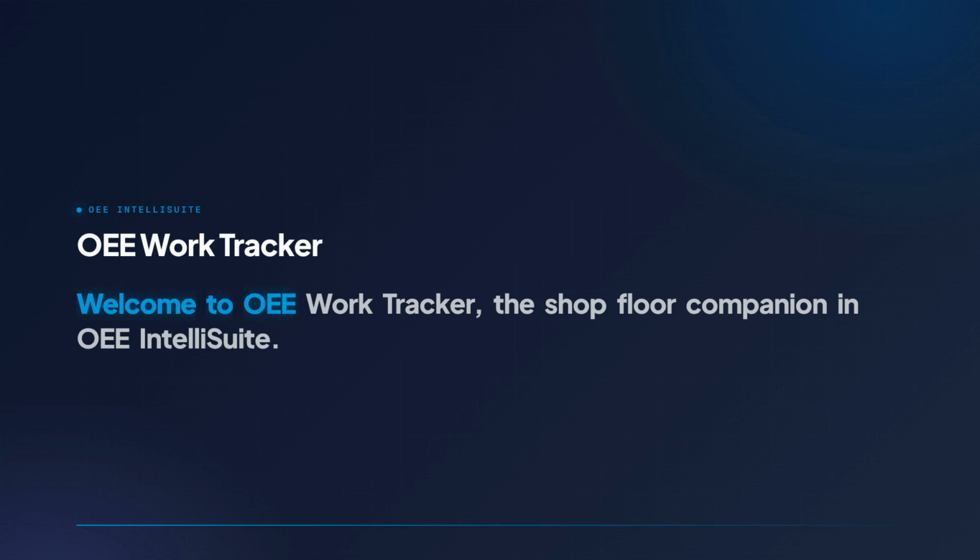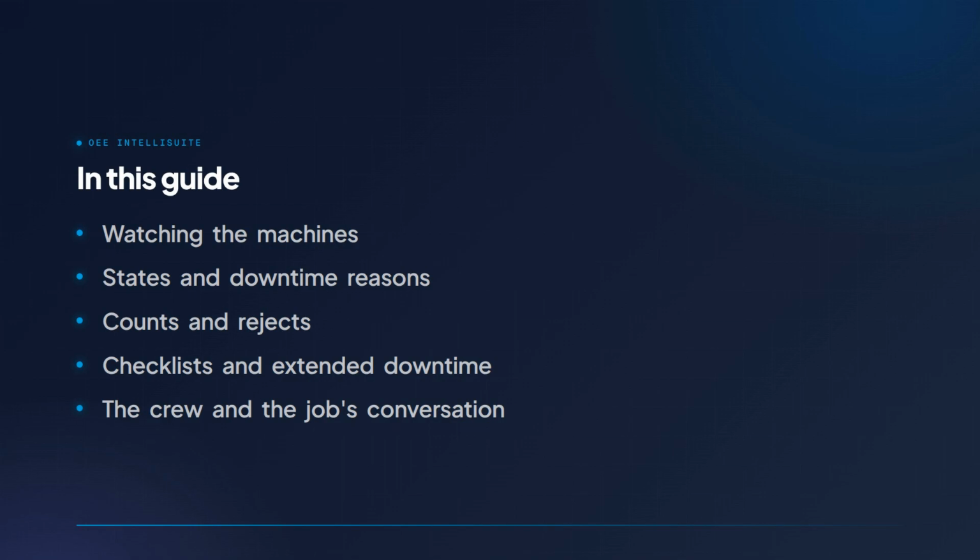Welcome to OEE Work Tracker, the shop floor companion in OEE IntelliSuite. In this guide, we'll follow a production line through a shift, watching the machines, changing states, and explaining downtime, recording counts, running checklists, and tracking the crew and the job's conversation along the way.